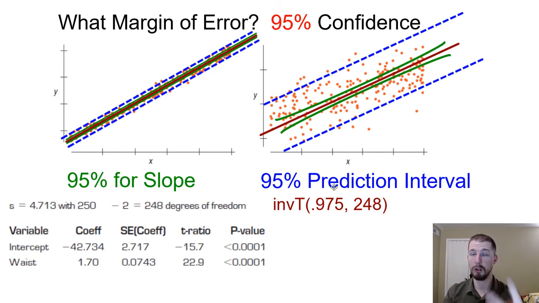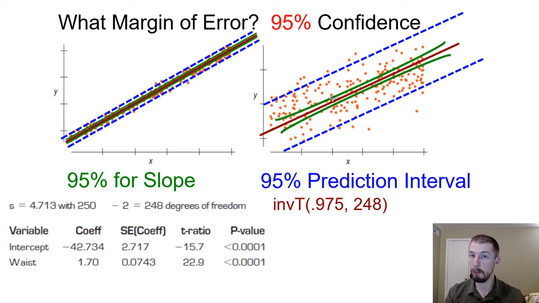So there's actually two different margins of error that we're dealing with here for 95% confidence. One is 95% confidence for the slope. So we're 95% confident, that's going to be the green values here, by the way, that the true slope is somewhere between those values for the different values of the slope. Okay, so that's regression analysis for the slope. We do that quite often.